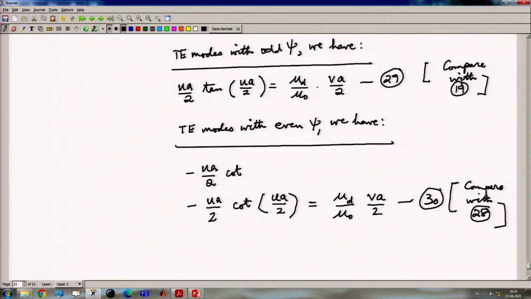We should also note that the odd potential functions generating the TE modes are given by the same equations as the TM modes, which are equations 5 and 6. Similarly, the even functions generating the TE modes are given by exactly the same equations from which the TM even modes are obtained, and those are equations 20 and 21.